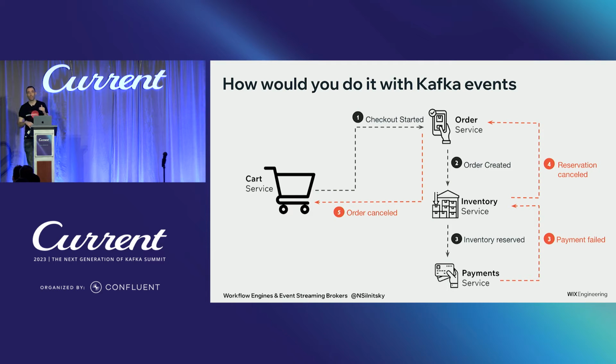So payment service fails, emits the event, inventory service listens to it, consumes it, will process it, and emit a reservation canceled event, and so on. So this is basically like a saga choreography in a nutshell.